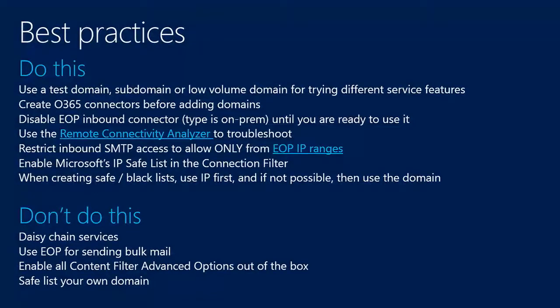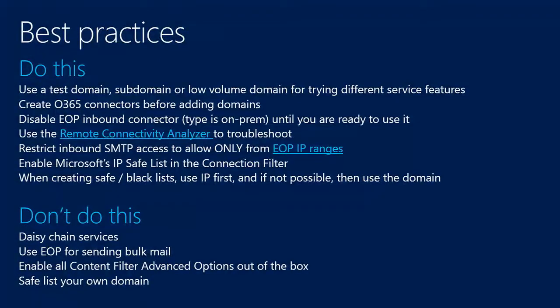Enable the IP safe list and the connection filter. Again, this can really reduce the number of false positives that you see. And when you create safe and block lists, if you can do it by IP, do it by IP first. If you can't, then do it by domain. But it's a lot harder for a spammer to change IPs than it is to change domains. So if you can do it by IP, I highly recommend doing that first.